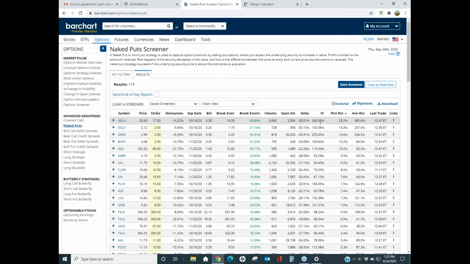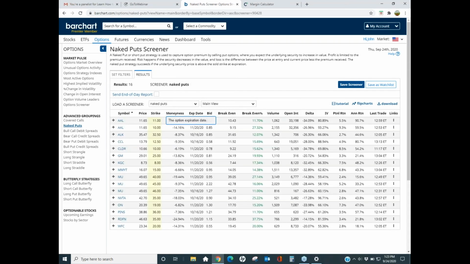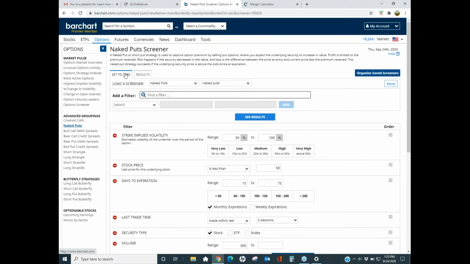So we're going to modify this a little bit to help us. One of the things I've done here is I've created a screener where I've changed some of the variables inside of it. So let's look at those variables that I changed just slightly, not too much.